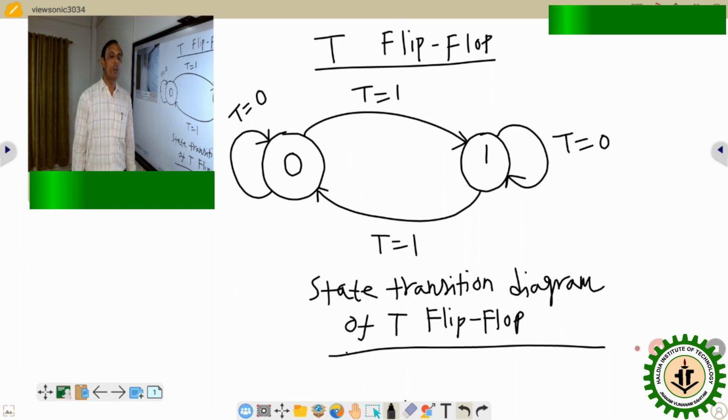So if we are not maintaining the clock pulse properly, an uncertain output comes during J equals 1 and K equals 1. This is called the race around condition. In the next class, we'll discuss the race around condition and other properties of flip-flops, that means conversion of one flip-flop to another flip-flop, and the advantages, disadvantages, and applications of flip-flops.